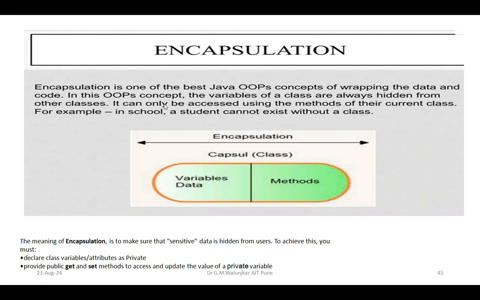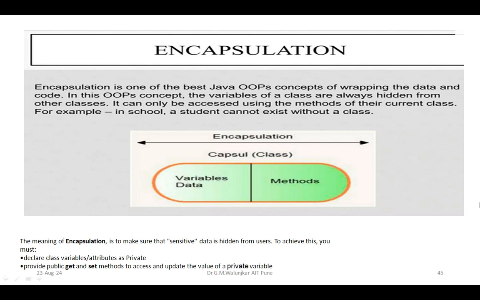So encapsulation means binding of data and methods together in a single entity called a class. So it's wrapping up your data and methods together, that is called the concept of encapsulation. Right. So in the object-oriented programming concept, the variables of a class are always hidden from other classes. They can only be accessed using the methods of their current class.